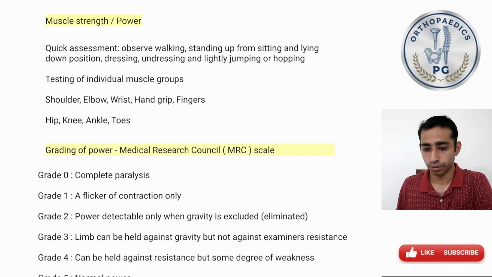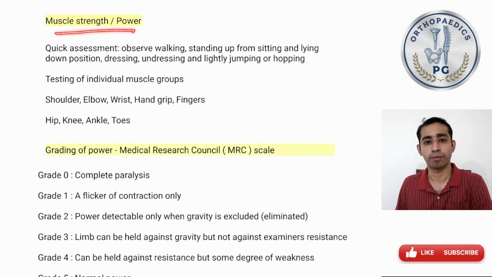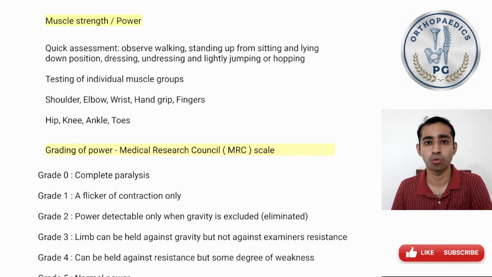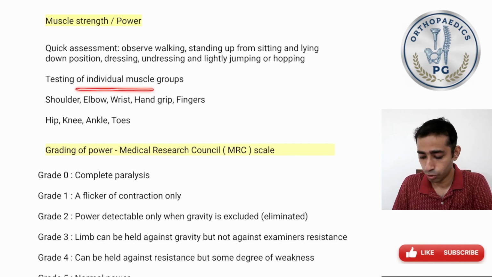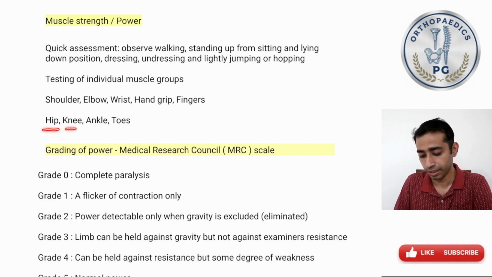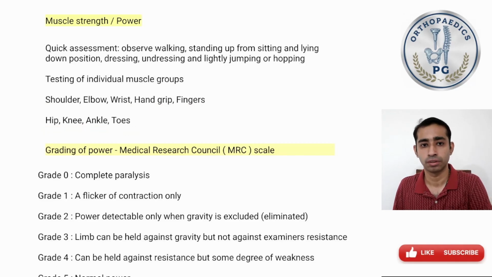Now we come to muscle strength or power. Muscle strength or power can be quickly assessed by observing the patient: how he is walking, standing up from a sitting or lying down position, dressing, undressing, and lightly jumping or hopping. Then we test the individual muscle groups of shoulder, elbow, wrist, the hand grip, and fingers. In the lower limb, we go for hip, knee, ankle, and toes.